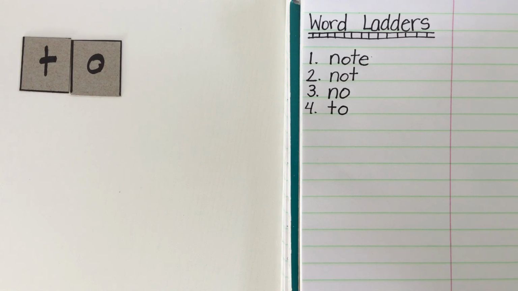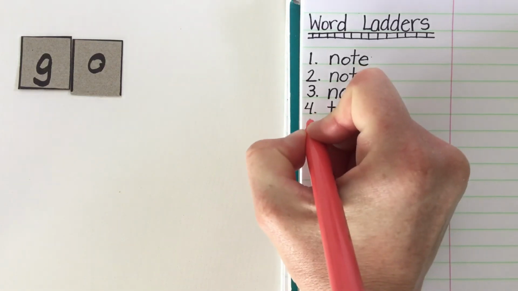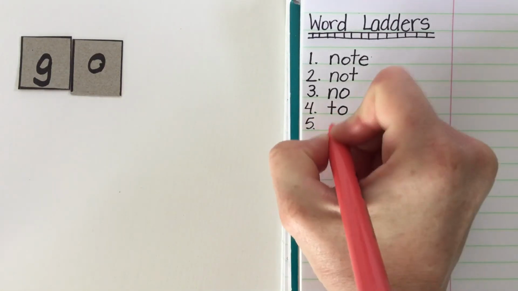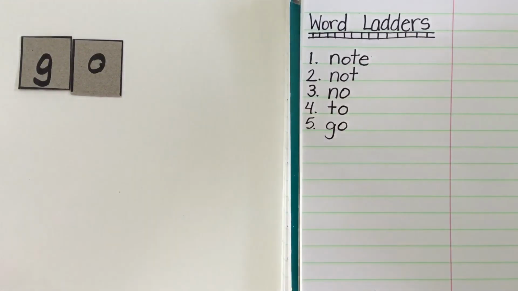So now I'm going to switch that T and I'm going to switch another letter out. I'm going to put a G in. So, word number 5. Now I have G-O, go. So I have a whole new word, and we know that these words, they don't all mean the same thing. They have different meanings because they are different words.